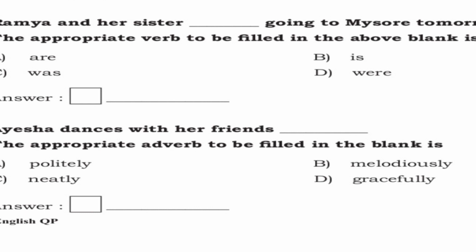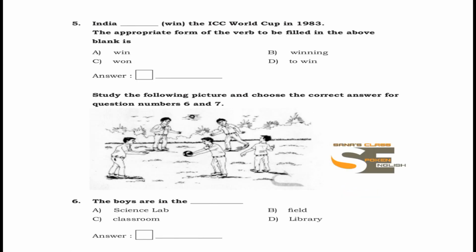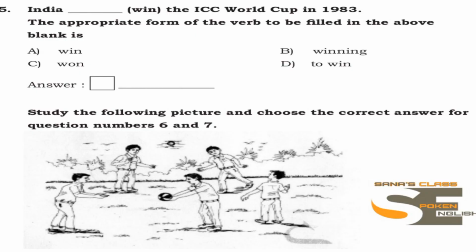Let's go for the next question. Check your question number 5 here. India dash the ICC World Cup in 1983. What you have to do here is write the appropriate form of the verb to be filled in the above blank. You should write the appropriate form of the verb. Before that, check whether the sentence is given in past, present, or future. Here you can find the sentence is given in past. So the appropriate option is C. What you have to write here? Okay, now let us go for question 6.